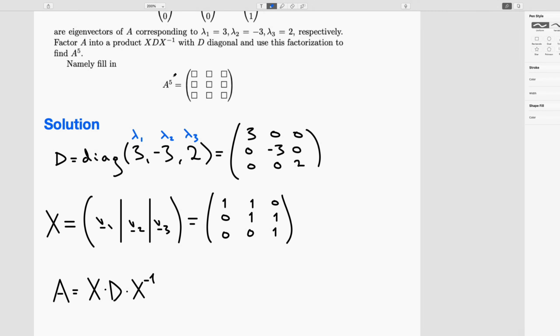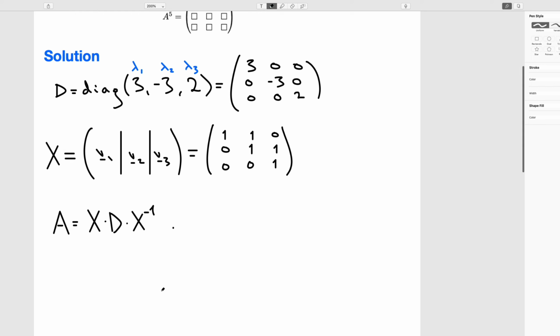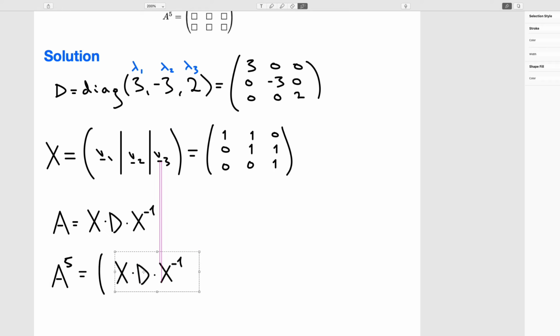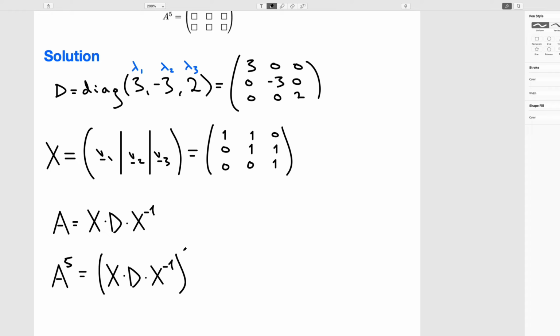Great. Okay, and I just realized that I had a typo over here. We're trying to find A to the fifth. So I just corrected this. There should be a 5 over here. Okay, and now we're going to see something very interesting. So let's calculate A to the fifth, okay? And I'm going to show all of the work here. And at some point, usually in class, one skips some of these steps. But I want to show you everything. So A to the power of 5, excuse me, is XDX inverse to the power of 5.